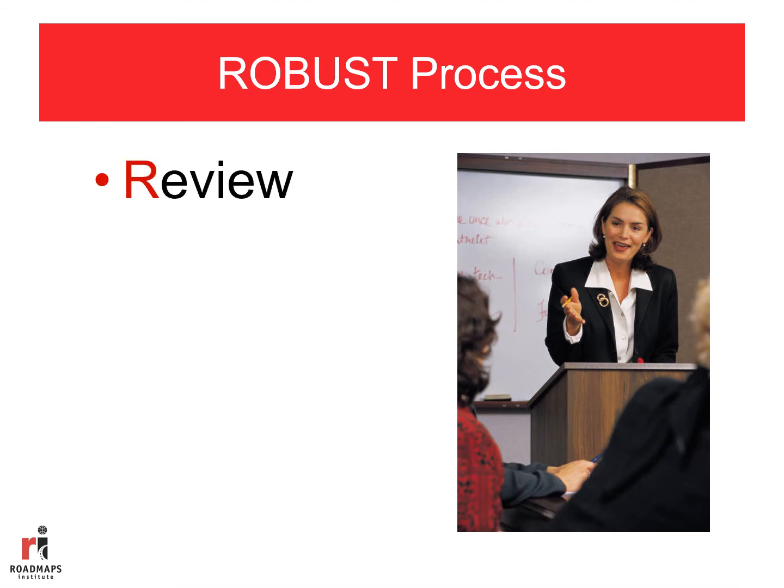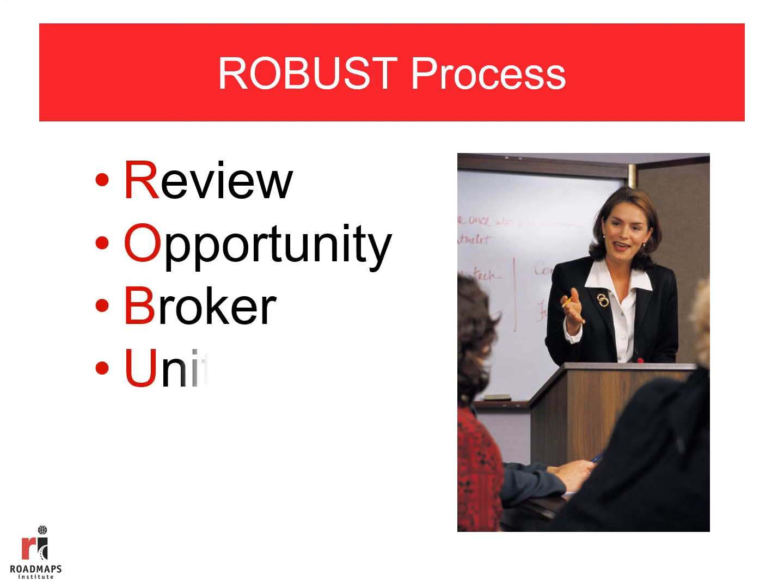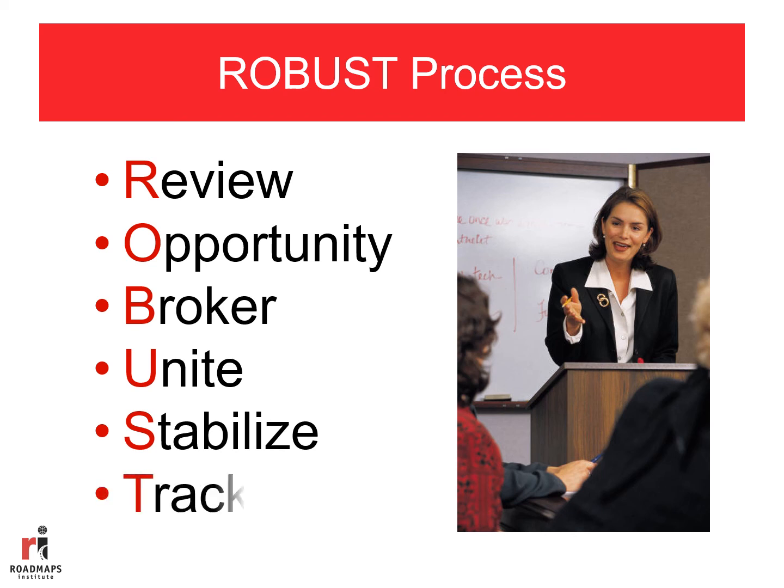The robust process consists of 6 different phases, the first of which is review, then opportunity, broker, unite, stabilize, and track.